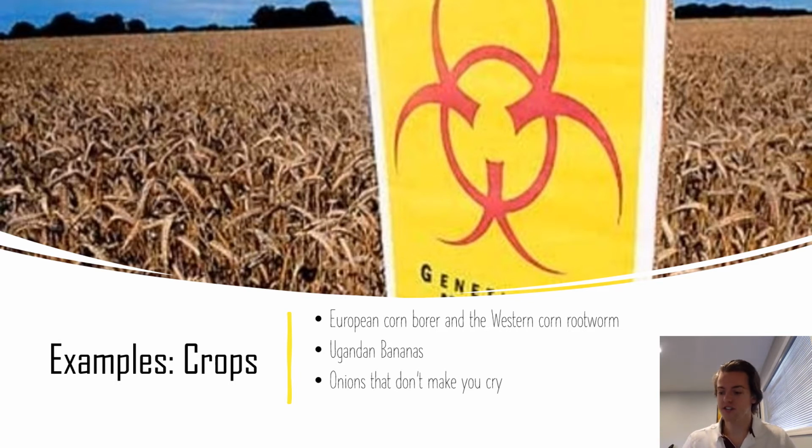Another good example is Ugandan bananas, which were very susceptible to a specific type of disease which would cause them to rot, and they were inedible and poisonous actually. But they were able to make these resistant by injecting a specific type of bacteria into the DNA of the banana, totally making it immune to that disease, which I think is pretty cool. And another one that is also really cool is onions that don't make you cry. That one is pretty self-explanatory, but it doesn't release whatever it is that makes your eyes cry. They were able to make it like that, which I thought was really cool.